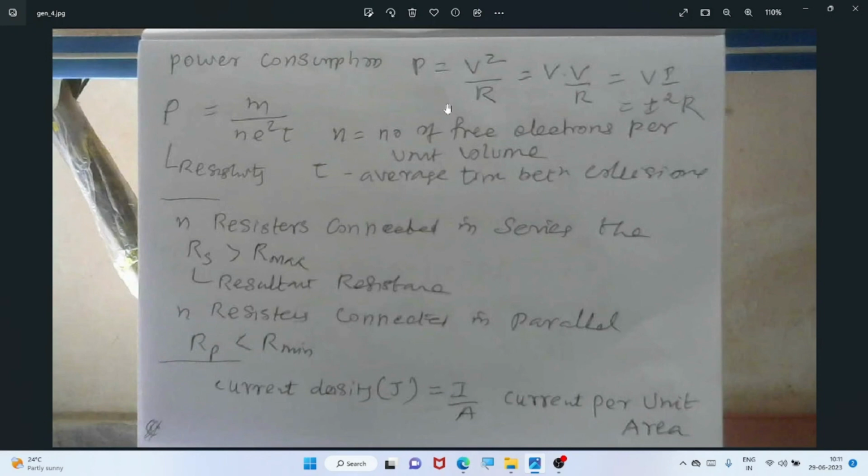Power equal to V square by R. So V square by R can be written with two V's: V by R is I, so it equals VI. And if you put V equal to IR, then it is I square R. So we can write the power in various forms like this: V square by R, VI, I square R.